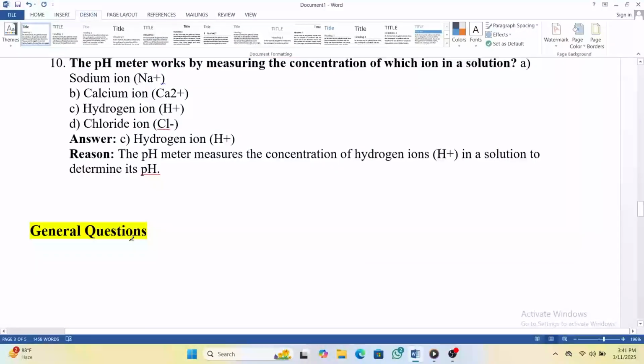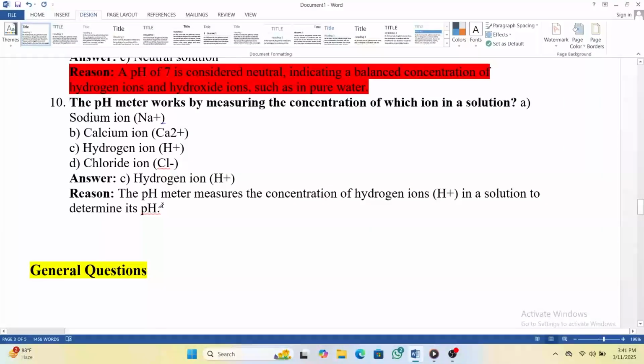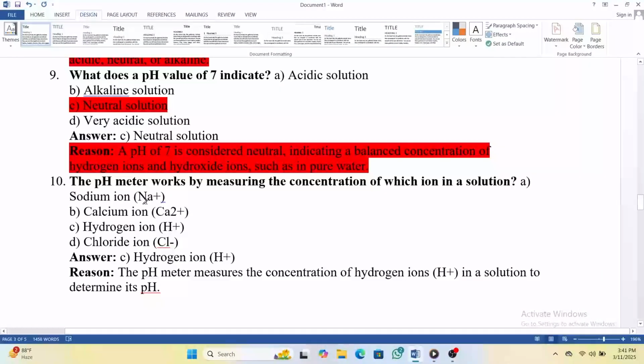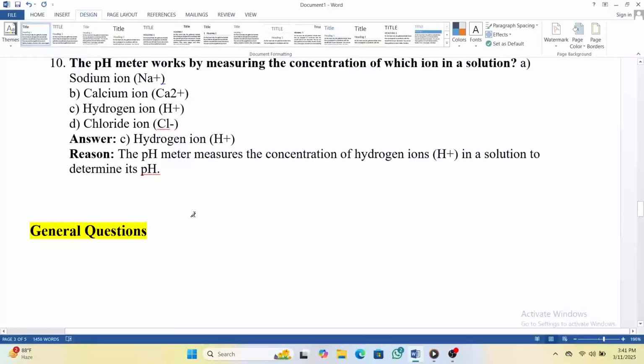B. Alkaline solution. C. Neutral solution. D. Very acidic solution. Answer: C. Neutral solution. Reason: a pH of 7 is considered neutral, indicating a balanced concentration of hydrogen ions and hydroxide ions, such as in pure water.